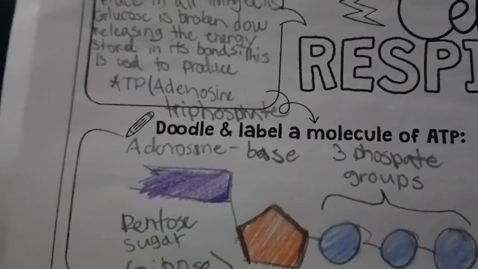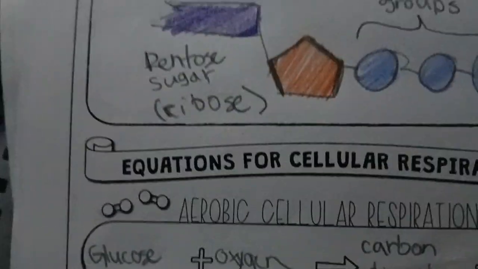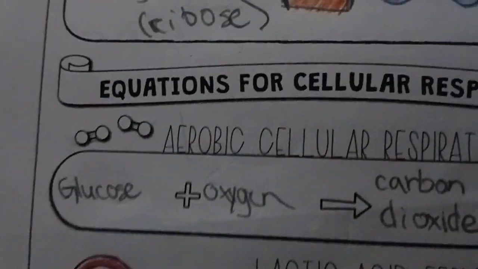Cellular respiration takes place in all living cells. Glucose is broken down, releasing the energy stored in its bonds. This is used to produce ATP, adenosine triphosphate. Adenosine is a base. It has three phosphate groups, and it has ribose, a pentose sugar, which has a pentagonal shape.